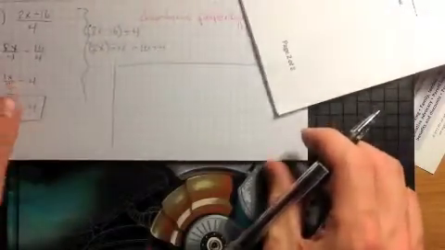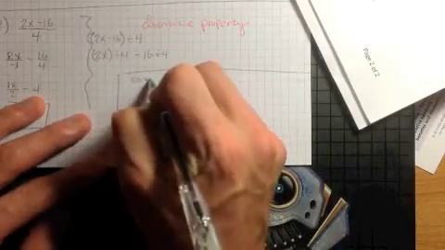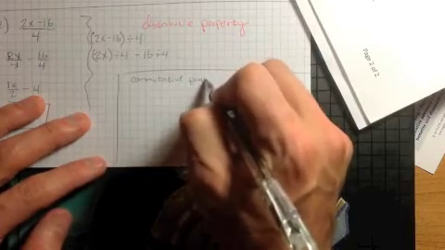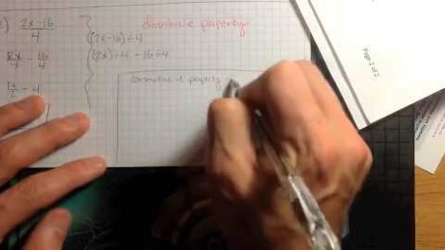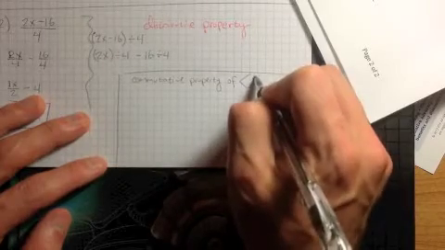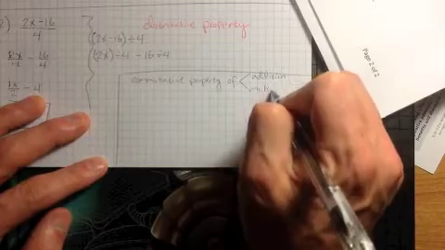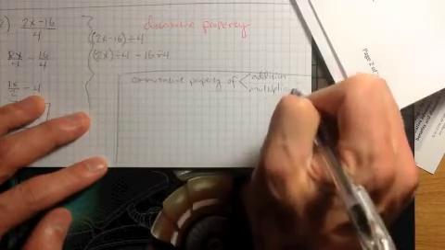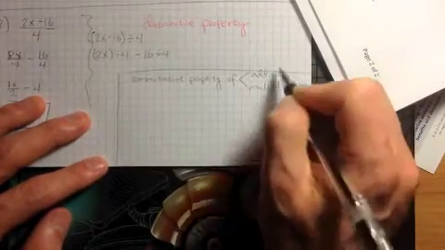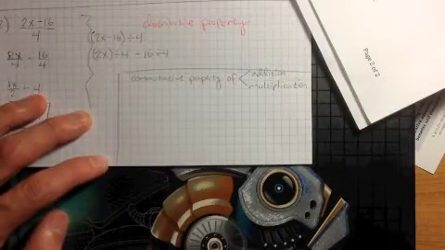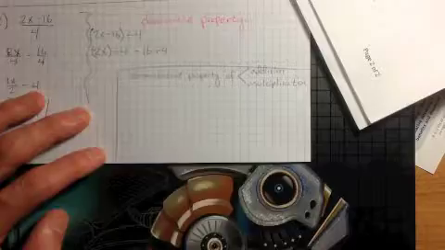Here's your options. The commutative property of addition or multiplication. Remember, subtraction and division are not commutative. So there is no such thing as a commutative property of subtraction or of division.